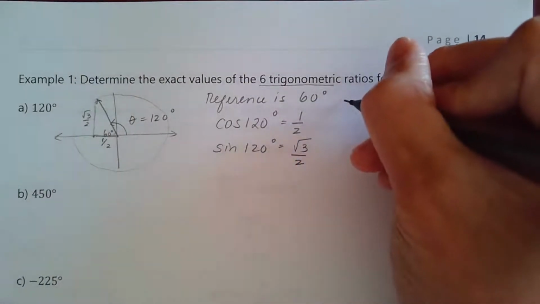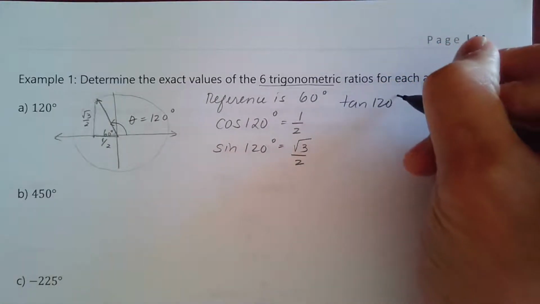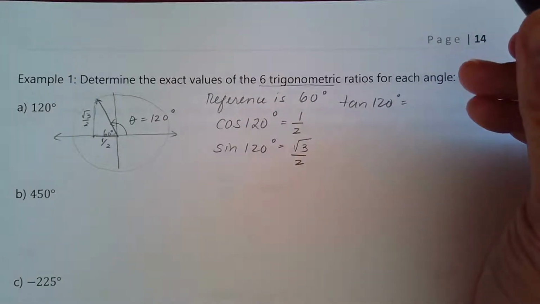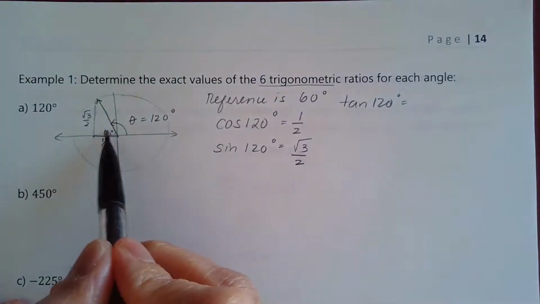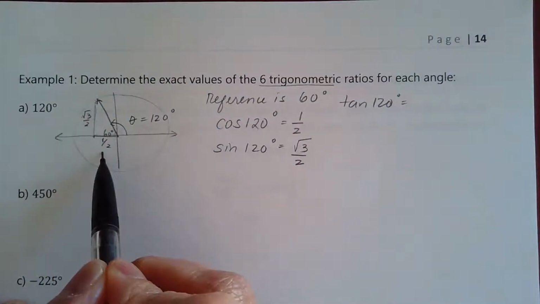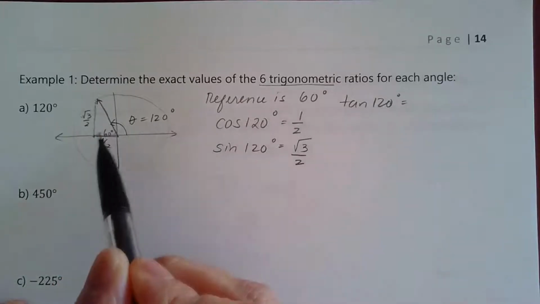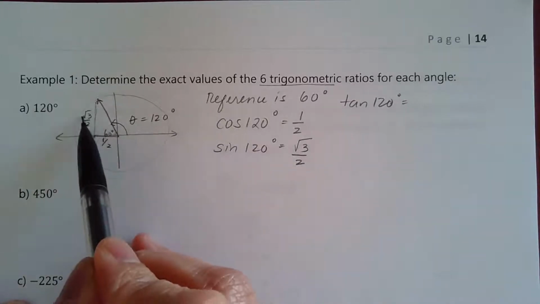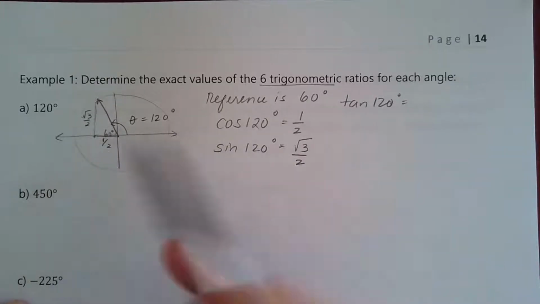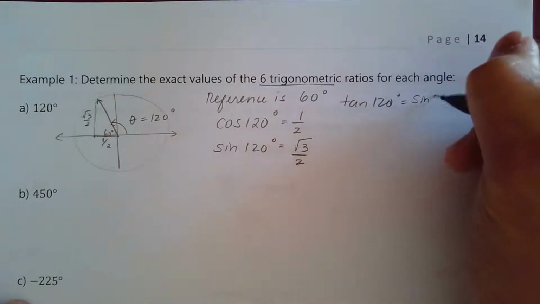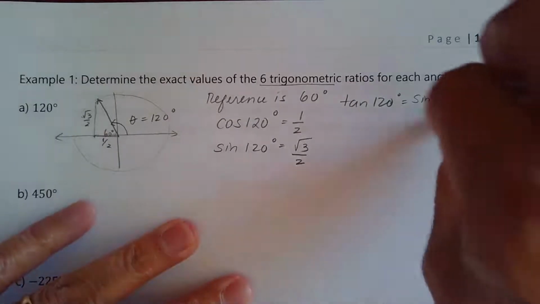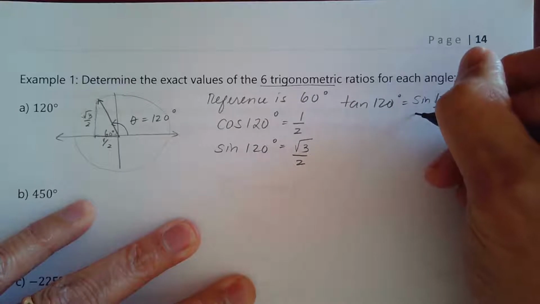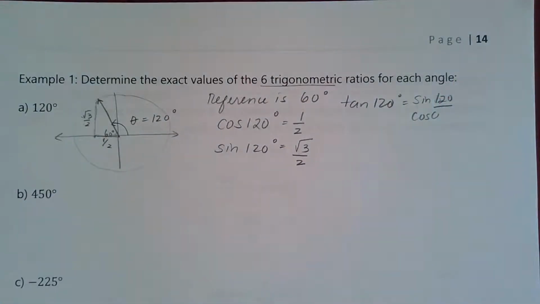Tangent, tan of 120 degrees. Tan is opposite over adjacent. So when you look at this, tangent is really, again, back up, tangent is really the sine over cos. Tangent is really sine theta, sine of 120 over cos of 120.